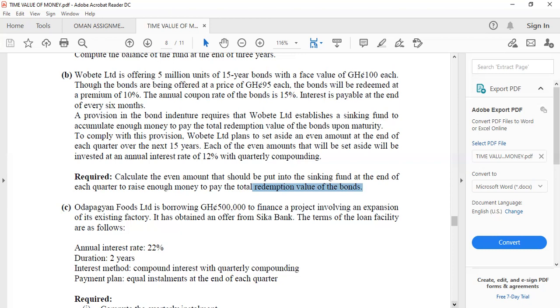Are you okay there? So what is the amount that they are borrowing? 500,000. What is the interest rate? 22%. For how many years? 2 years. How would the interest be paid? Quarterly compounding. So what will be the quarterly interest rate now?